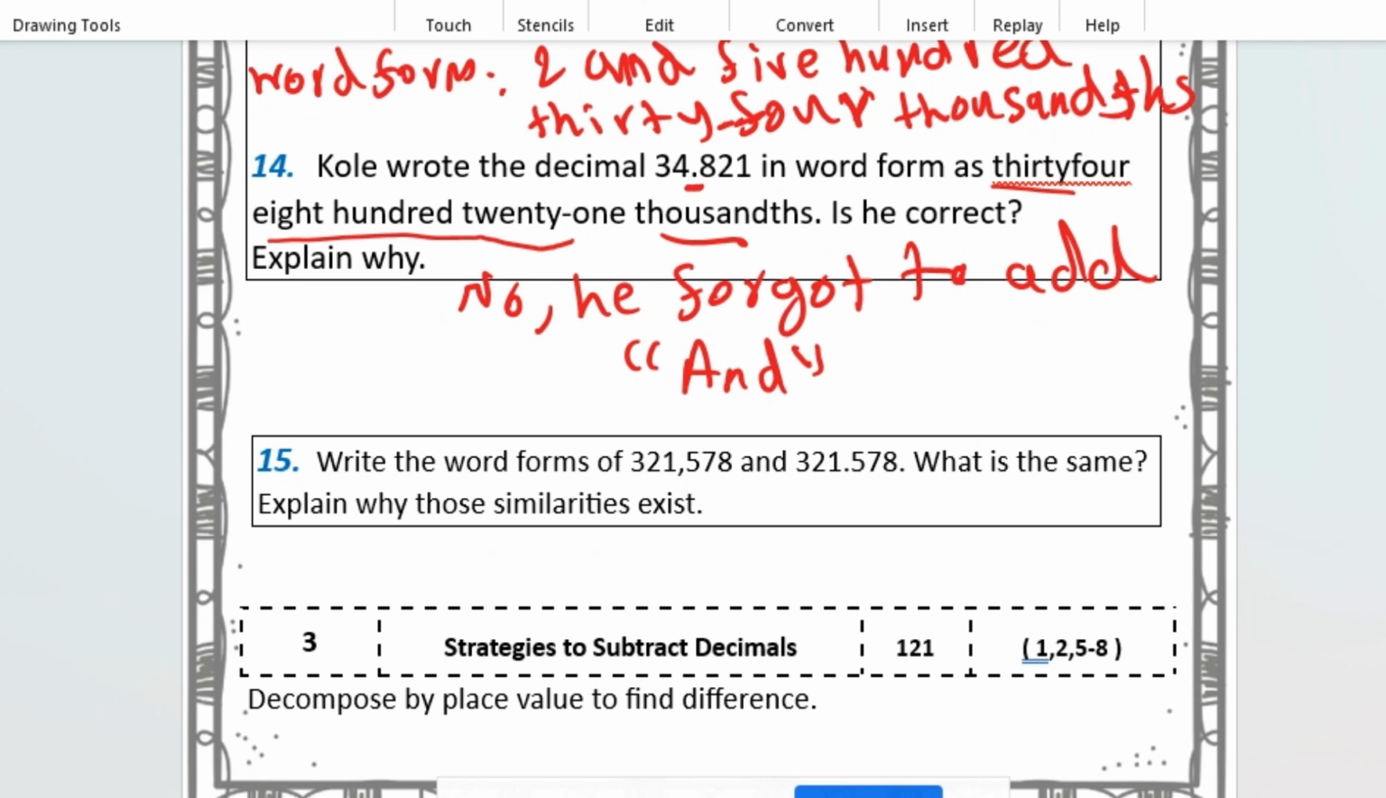Now write the word forms of this number and this number. And what is the same? Explain why those similarities exist.